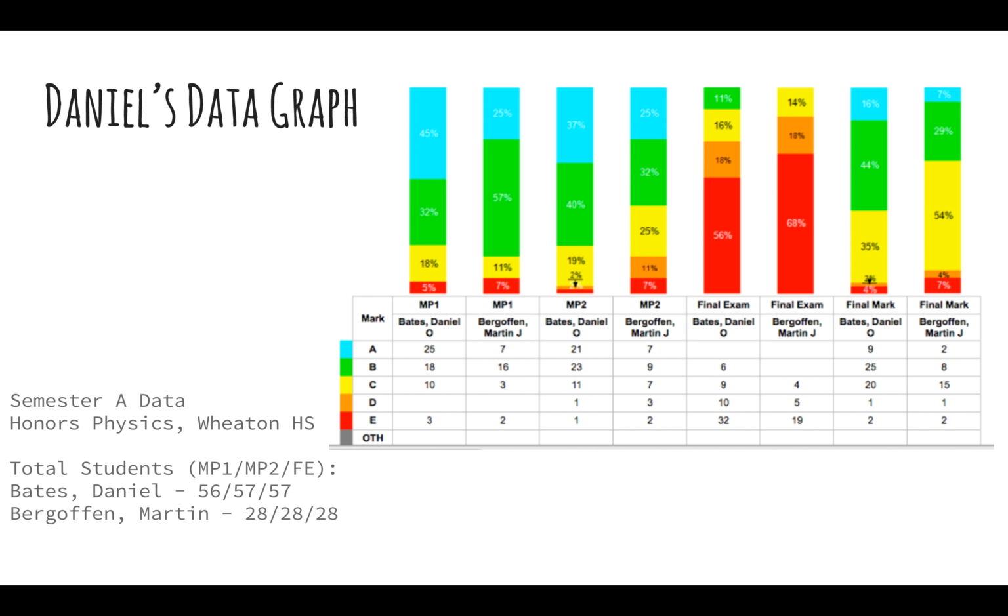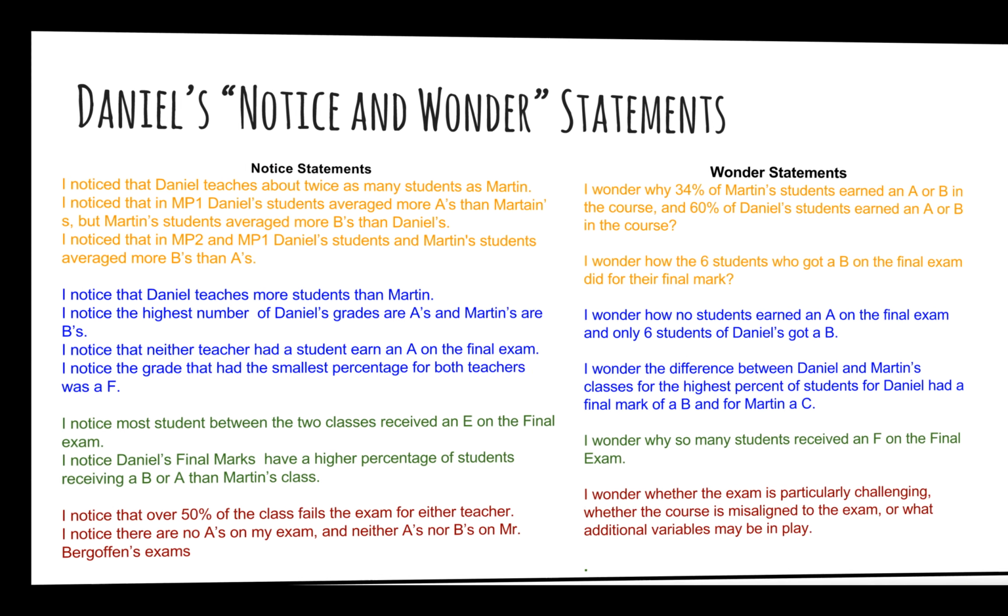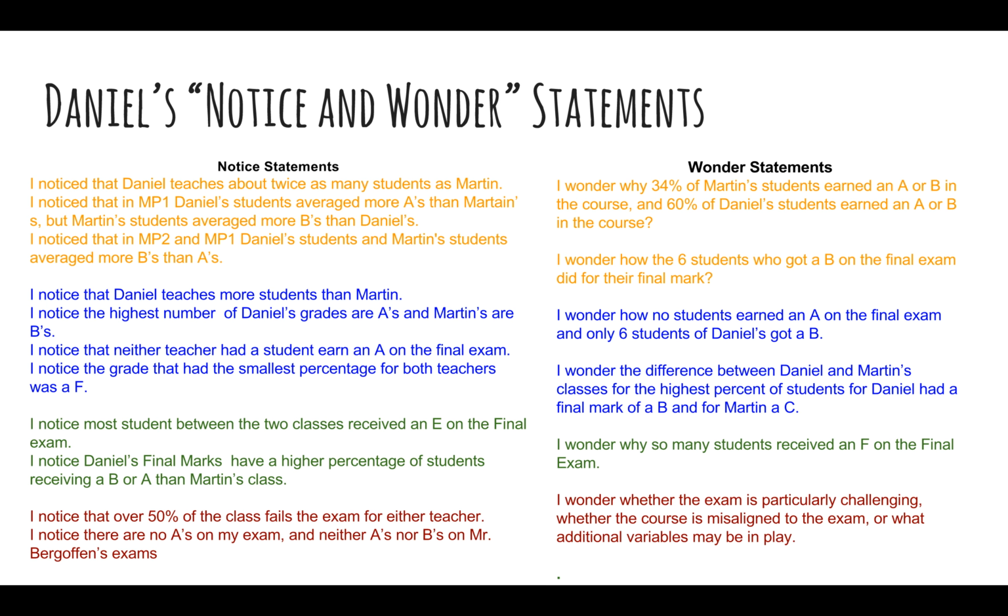Daniel's data was of his physics class. He actually compared his honors physics class, his section and another teacher's section of physics. We noticed in this graph that Daniel definitely had more students than the other teacher, and he also had higher averages than the other teacher. That was what we noticed as a group.